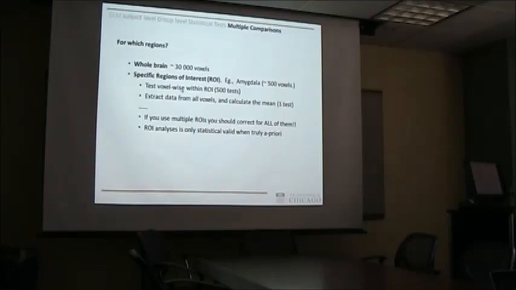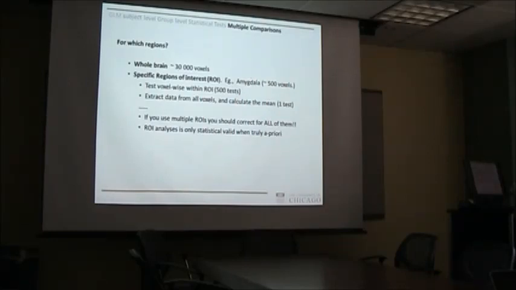Last point I want to make is that you have these different types of methods you can use to correct for multiple comparisons. Another issue is, do I want to do this correction for the whole brain, again maybe those 30,000 or more voxels, or do I restrict my correction to a specific region, what they call a region of interest, right? And we always love the amygdala in that case.